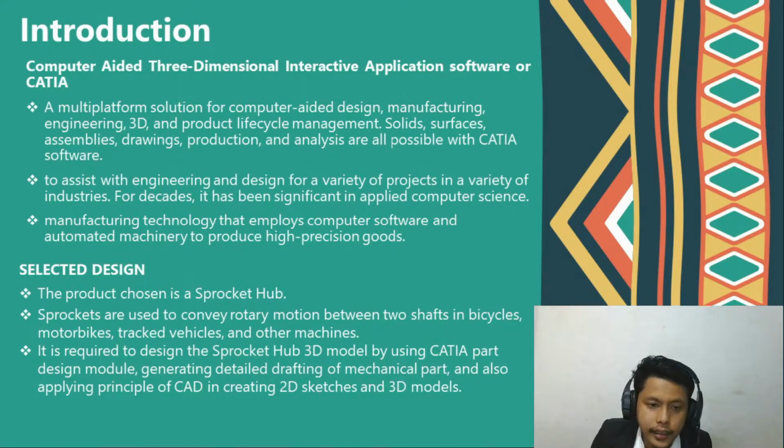For the selected design, the product chosen is a Sprocket Hub. Sprocket Hubs are used to convey rotary motion between two shafts in a bicycle, motorbike, truck, vehicle, and other machines. It is required to design the Sprocket Hub 3D model using the CATIA part design module, generating a detailed drafting for a mechanical part and also applying the principles of CAD in creating a 2D sketch and 3D model.